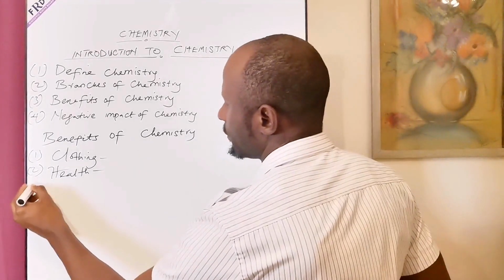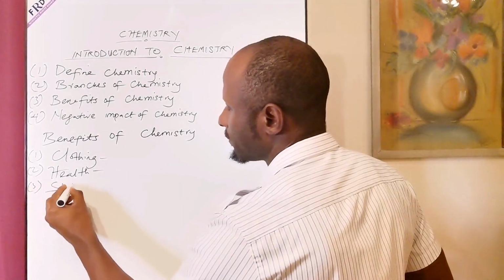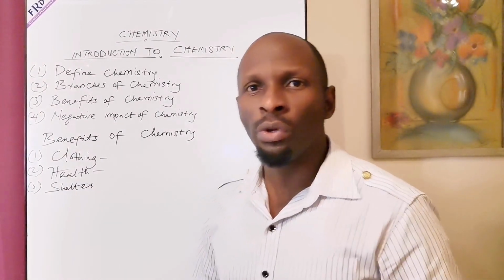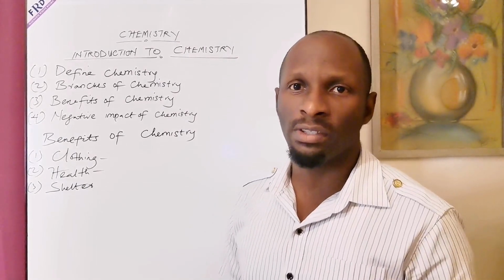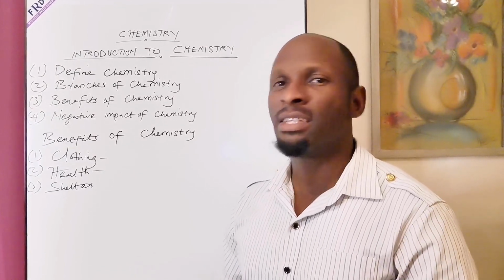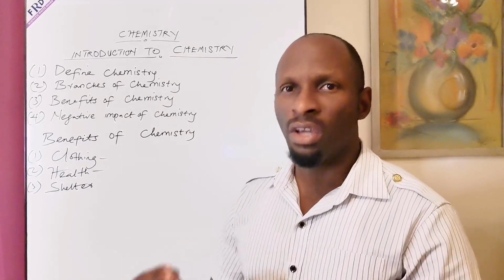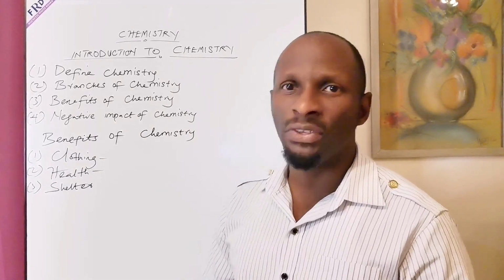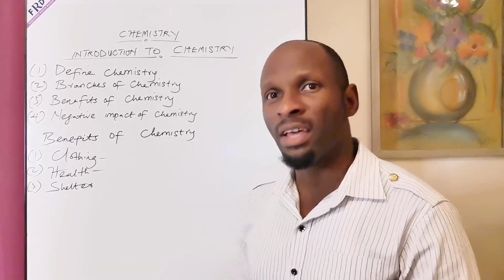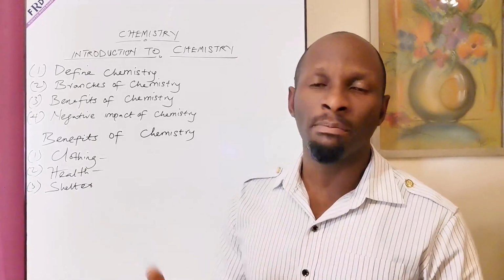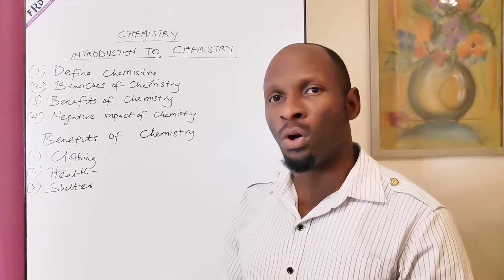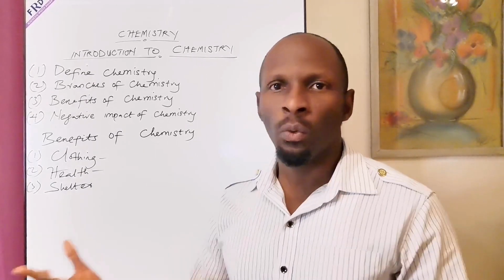Number 3, let's talk about shelter. Shelter or housing. Now, when we take a critical look at houses that are being built, if we look at the materials used in building them, we can see the footprint of chemistry written all over these materials. Let's take, for instance, the woods that are used in one capacity or the other in the construction of houses, for example, the furnitures in the apartments. Now, these woods are usually chemically what? Preserved.